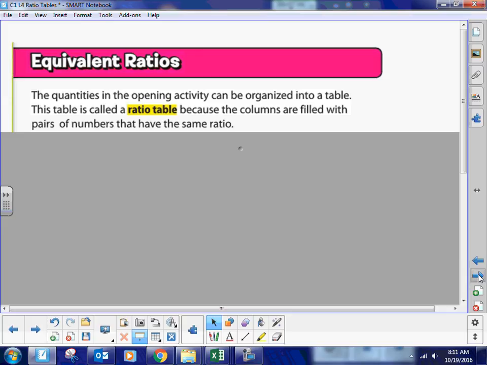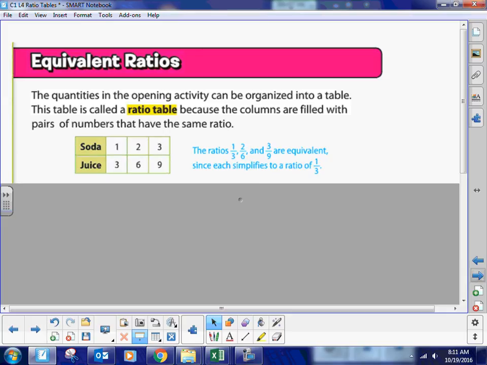Okay. Equivalent ratios. The quantities in the opening activity can be organized into a table. This table is called a ratio table, okay? Because the columns are filled with pairs of numbers that have the same ratio, okay? The ratios 1/3, 2/6, and 3/9 are equivalent, okay? Since each simplifies to a ratio of 1/3. Remember we talked about that?